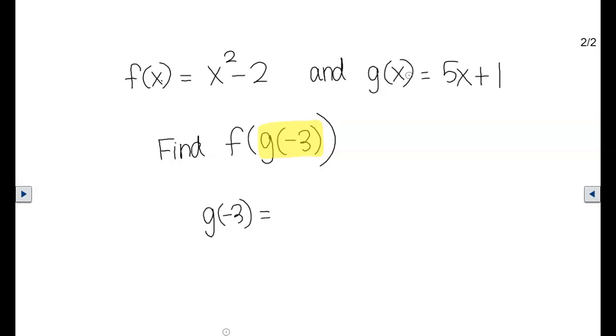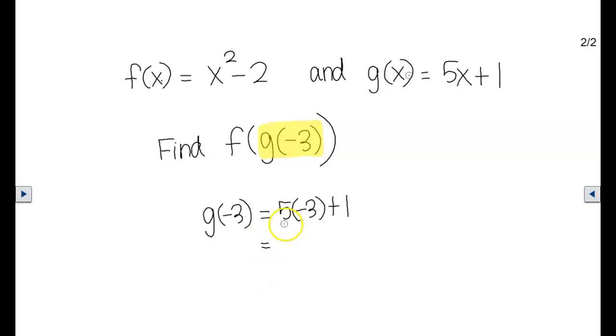Now remember what that means. That means to take the function named g, which is this function. So I'm going to be using this rule, 5x plus 1, and what I want to do is input negative 3 for the x. So instead of 5 times x plus 1, I want to do 5 times negative 3 plus 1. So we take the function named g, 5x plus 1, and input negative 3 for its x.